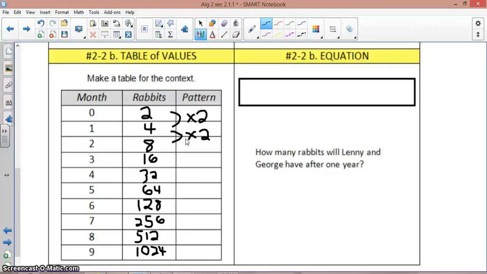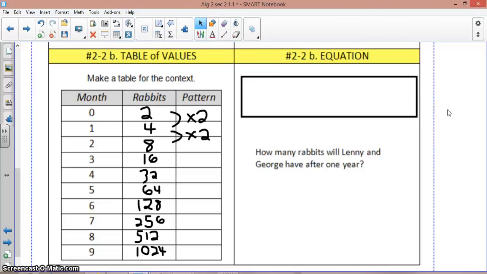Last chapter we learned that if the pattern is adding or subtracting, then it's going to be linear. We also learned that if it's multiplication, it is not linear. And we said, don't worry about writing the equation. Now we're going to learn how to write the equation if the pattern is multiplication. So please write this down as we go over this.